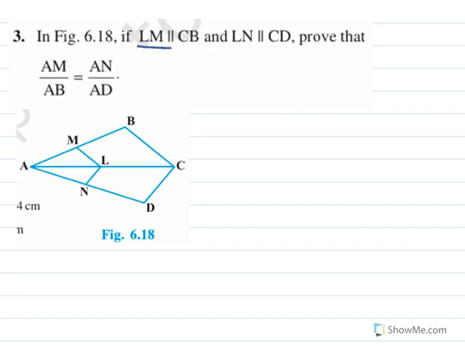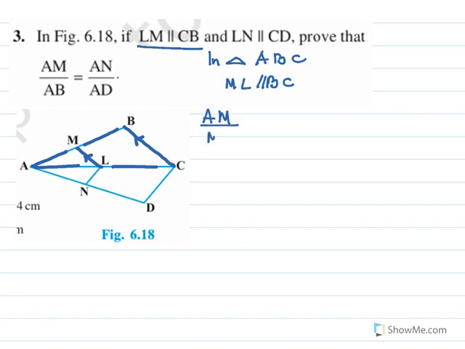So we'll take up the first, LM parallel to CB. So here is LM and it is parallel to CB. Therefore, in triangle ABC, I can write AM over MB equals AL over LC. In triangle ABC, it is given to us ML is parallel to BC, so I will write AM over MB equals AL over LC, and this is by BPT.